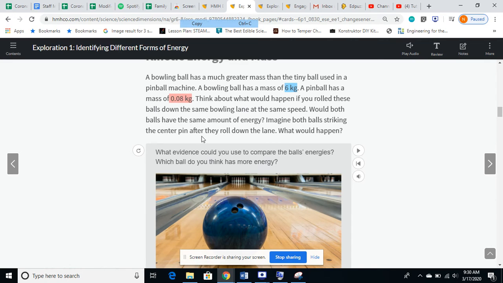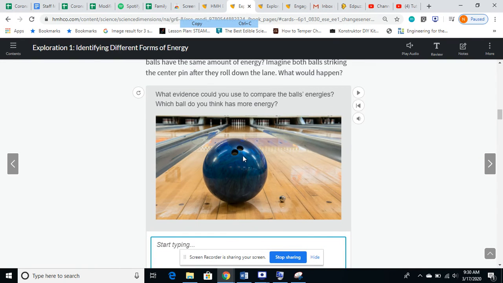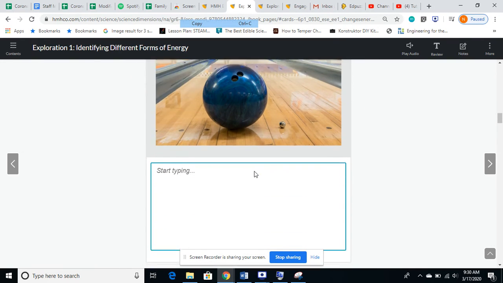Imagine both balls striking the center pin after they roll down the lane. What would happen? So, small, big, bowling pins, what do we think would happen? Well, I predict that the pinball would have energy... bowling ball.